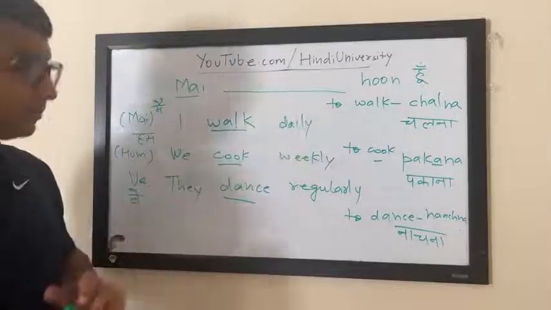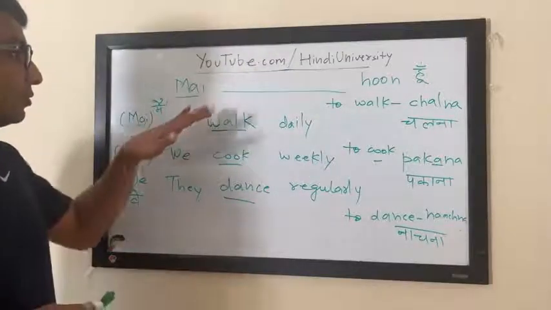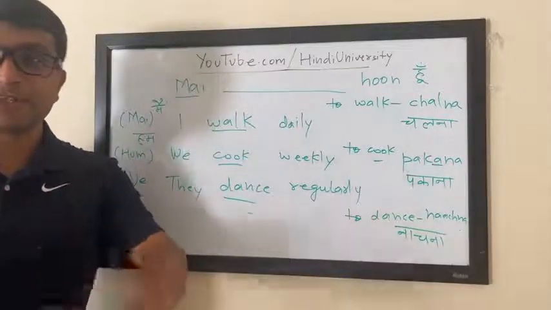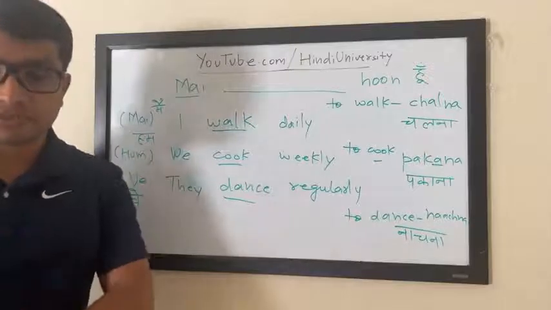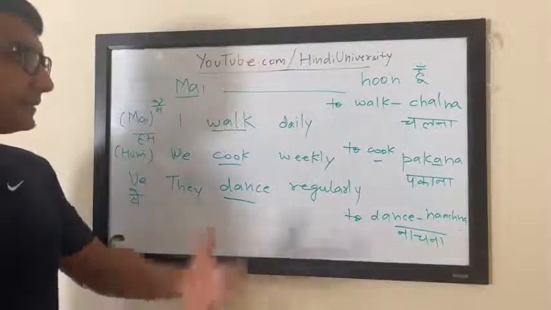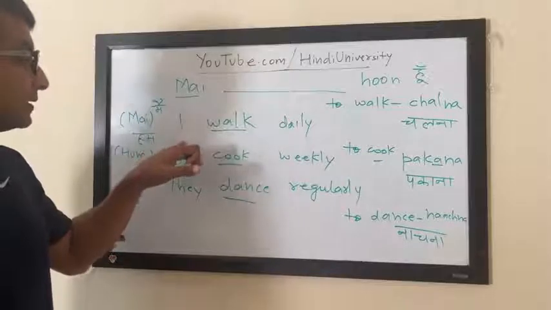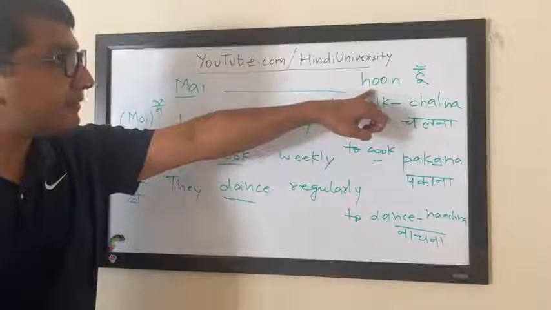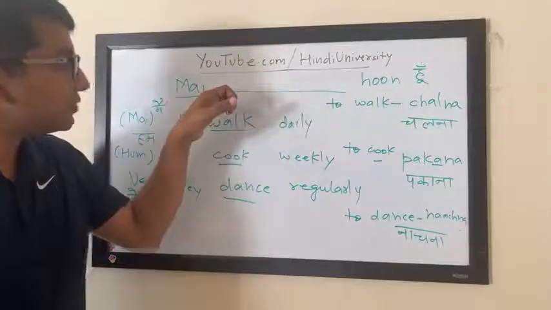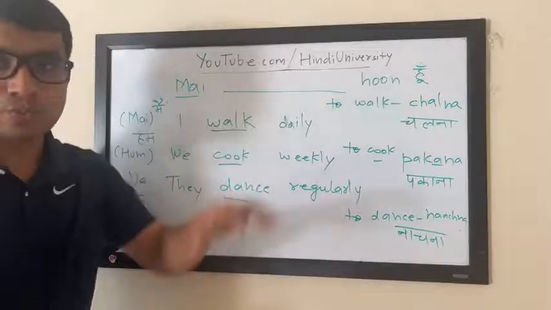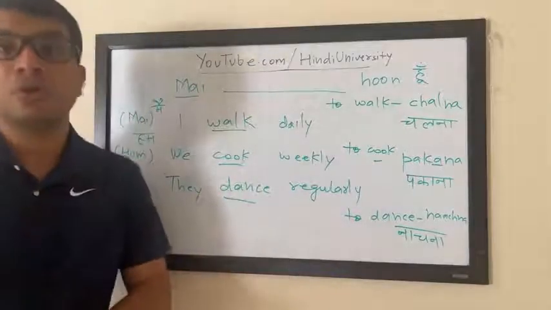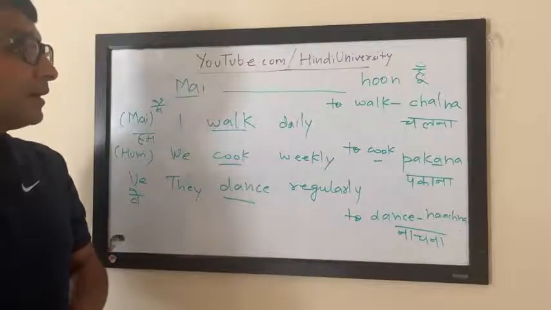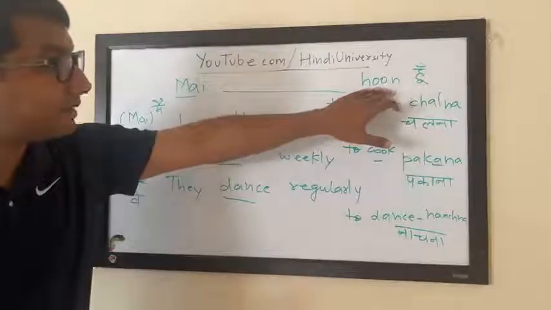Now let's come back to the verb conjugation, okay? Again, even if you're a beginner, put yourself in the situation. You know that these are the things I do regularly. You know that I learned the pronoun, which is main, and then for present indefinite sentences, most of them end with hoon, right? So main ladka hoon, main teacher hoon, main Indian hoon, main computer engineer hoon, right? So all of them you're ending with hoon, right?